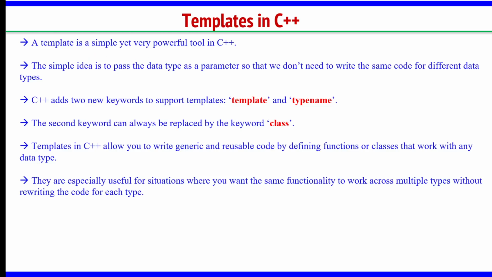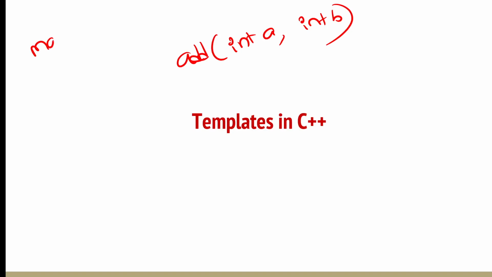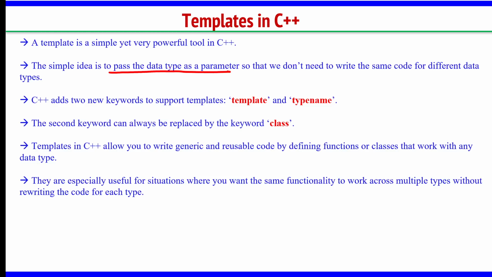Right. A template is a simple yet very powerful tool in C++. The simple idea is to pass the data type as a parameter. In the example which you have seen, in that function add, we are writing add int a, int b. From main, how are you writing this? From main you are simply writing add x, y. You are passing only the values. In templates, you have to pass the data type as the parameter. That's it. You don't need to write the same code for different types.